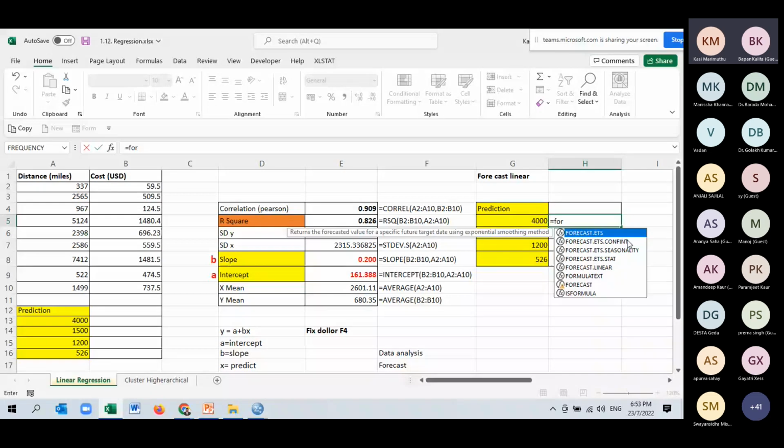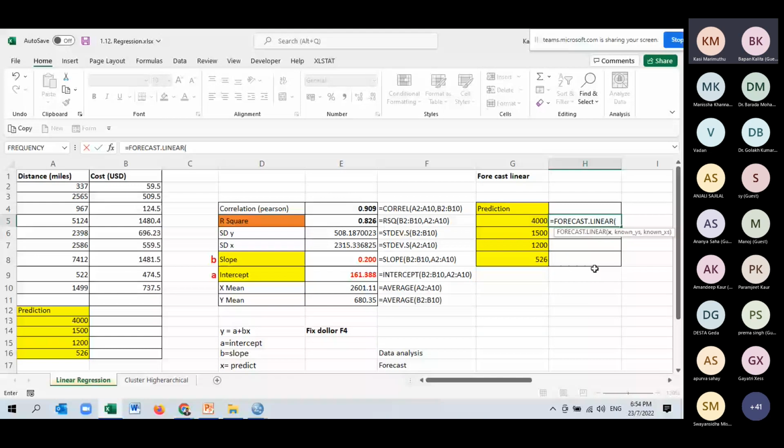And then the fifth menu. When you type 4, F-O-R-E, the fifth menu, the syntax function is FORECAST.LINEAR. Just using your mouse, double click. Excel is asking you to provide your X value, your dependent variable, and your independent variable. Automatically the prediction, the cost when you drive for 4,000 kilometers, will come to know.